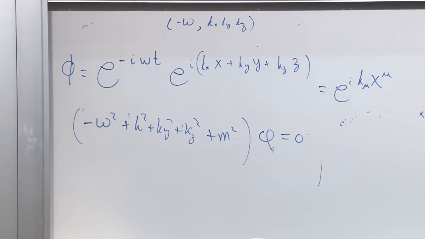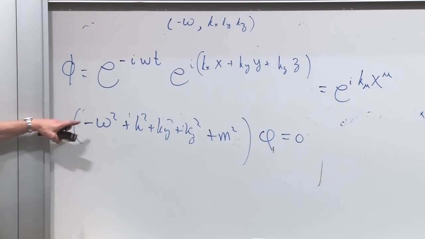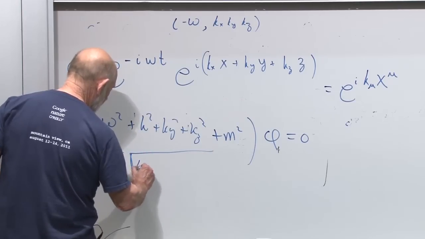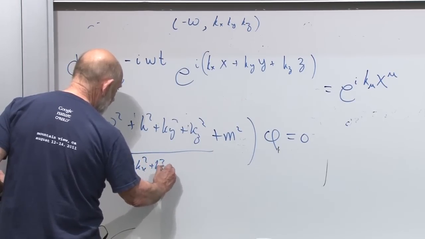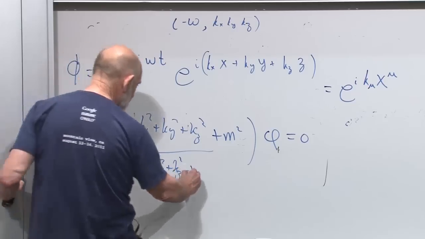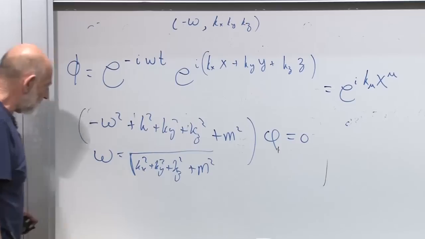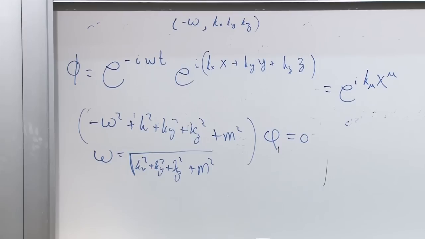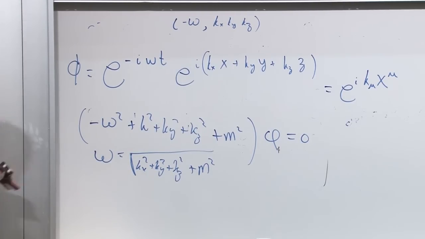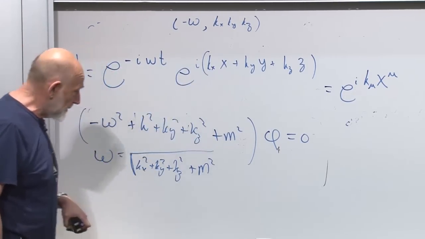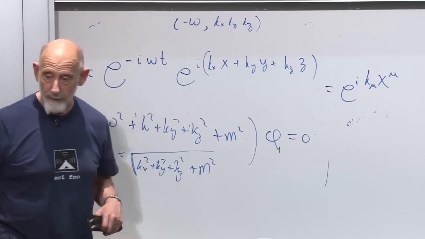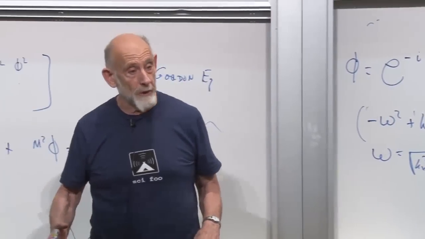Well, it's very easy now to find the solution. You simply say omega must equal the square root of kx squared plus ky squared plus kz squared plus m squared. In other words, you just set what's in the bracket here equal to 0, and you have a solution. This is just telling you what the frequency is in terms of the wave number. Frequency is the square root of kx squared plus ky squared plus kz squared plus m squared. Okay? That's the solution of the Klein-Gordon equation.